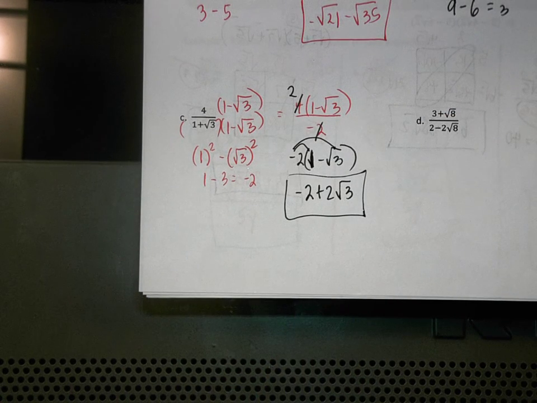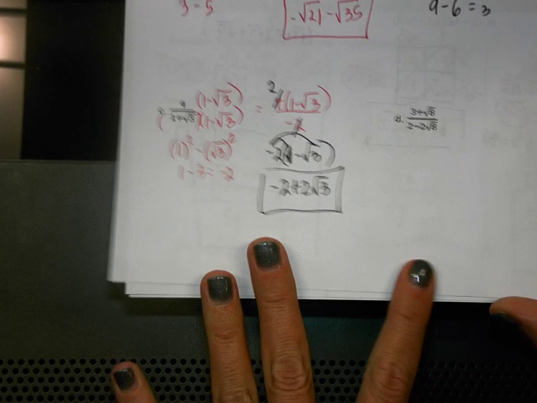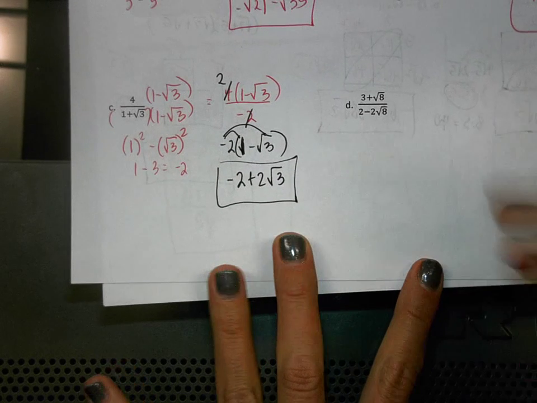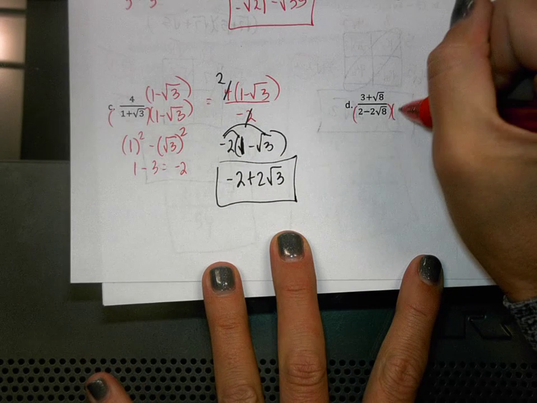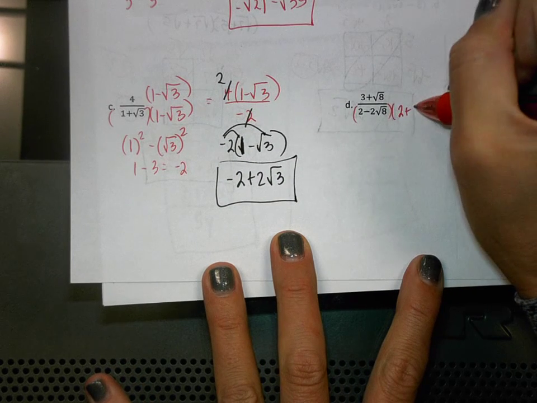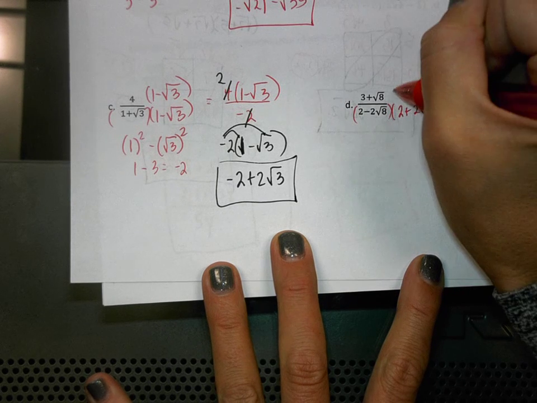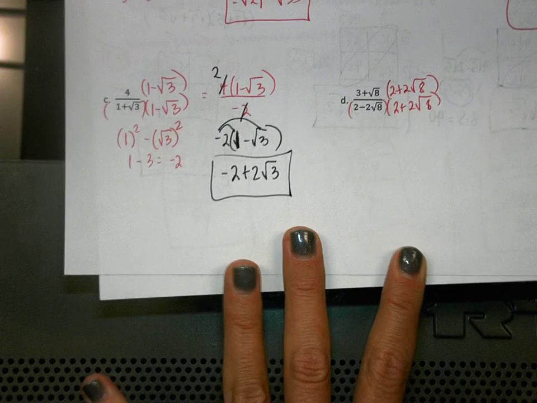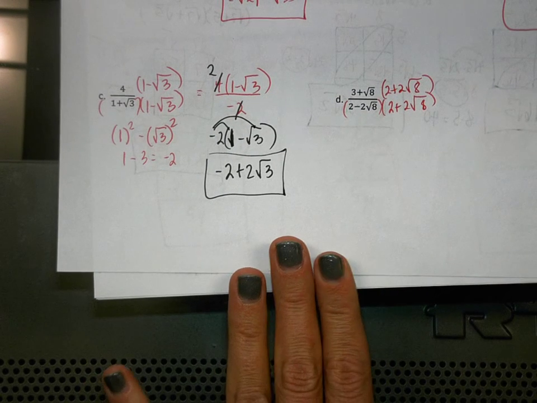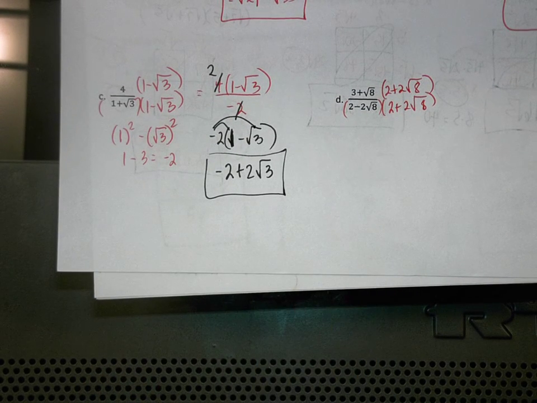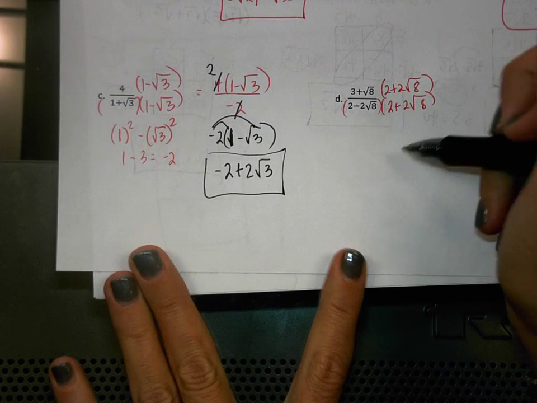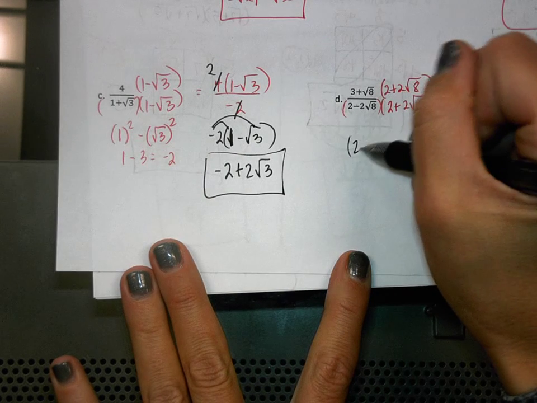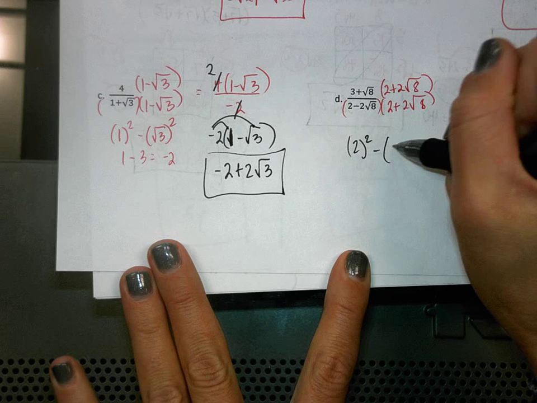All right. Am I going too fast? You're okay? All right, so what am I going to do on D? Find the conjugate. Good, which will be? 2 plus 2 root 8. Okay. And whatever I do to the bottom, I also have to do to the top. And from there, we're going to write this out. You're fine. You can do it. So we have 2 squared minus, and then 2 root 8 squared.